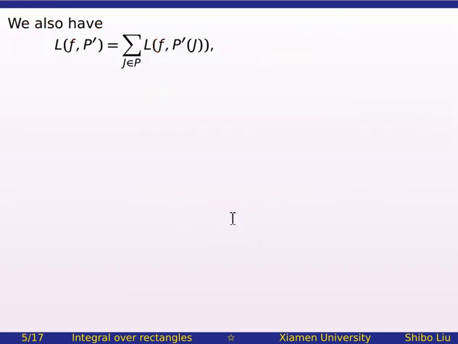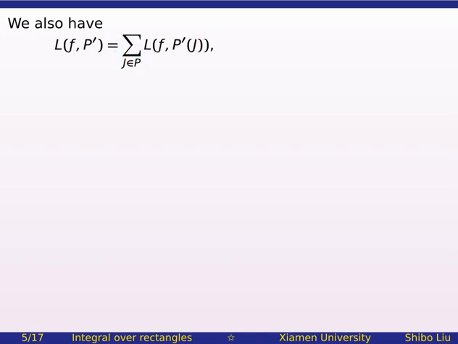Now, we can also study the lower sum of f with respect to P prime. It turns out that this lower sum is the sum of the lower sums of f over P prime J. For every J from the partition P, compute the lower sum of f over the partition. As we said before, P prime J is a partition of J. Therefore, we can compute the lower sum of f with respect to this partition.